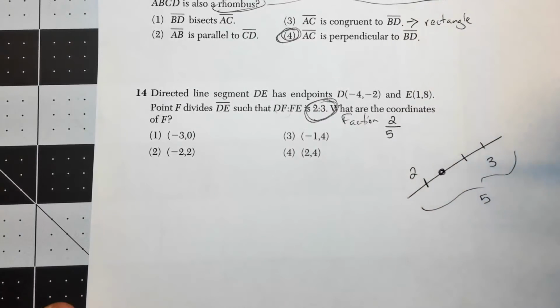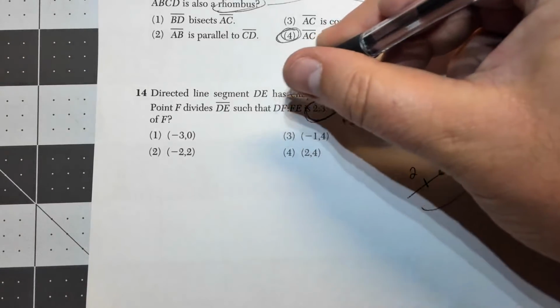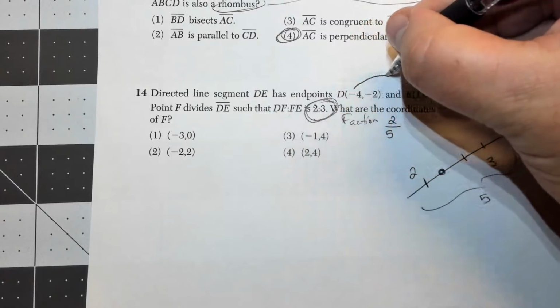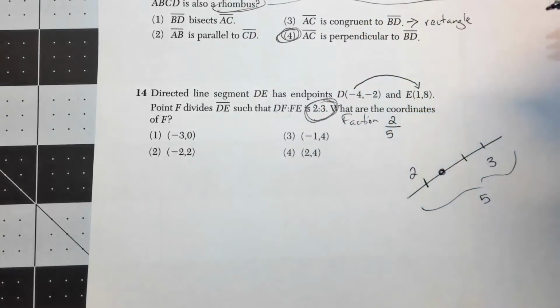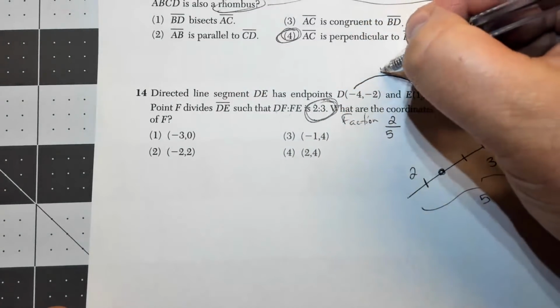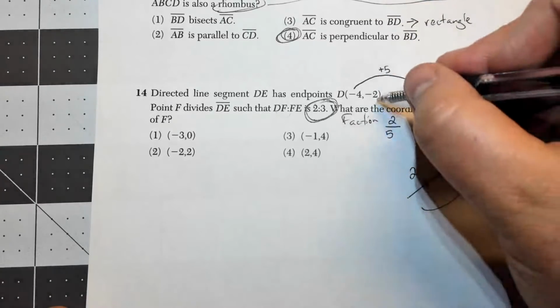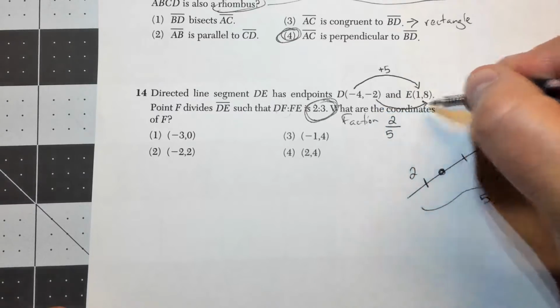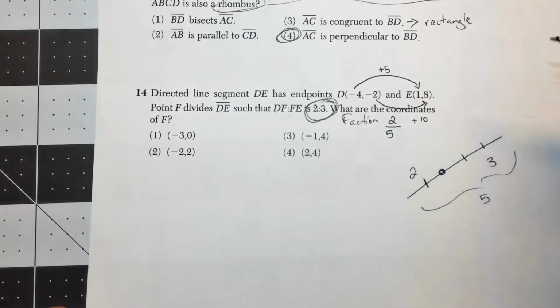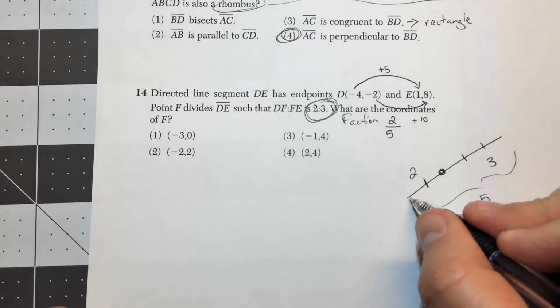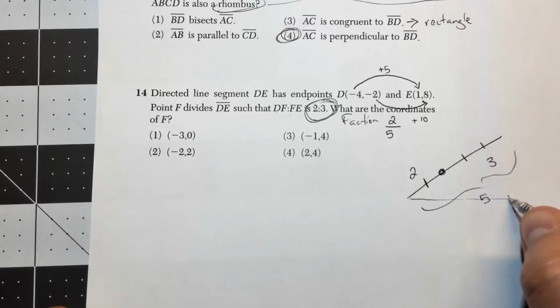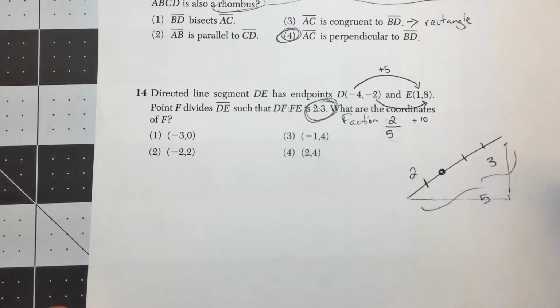And then all I want to do is count the rise and the runs. So if I'm traveling from the point from D to E, I'm going from -4 to 1. This is the change in X. So that's a +5 to move from -4 to 1. And then from -2 to 8, I have to add 10. All right? So you can think of this as moving 5 units in this direction and then 10 units up. And instead of moving all 5, I want to move 2/5 of that.